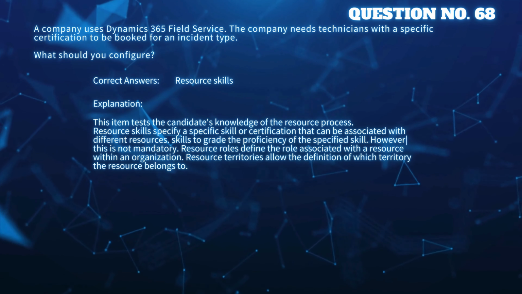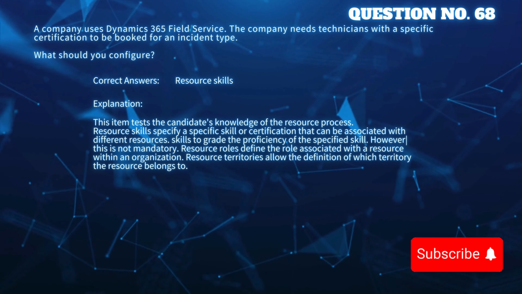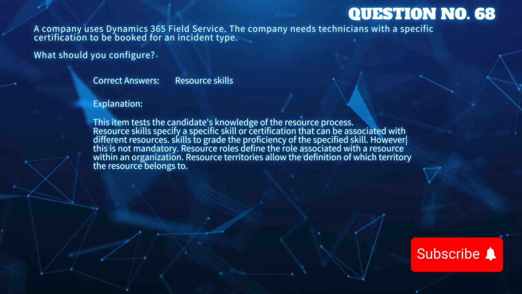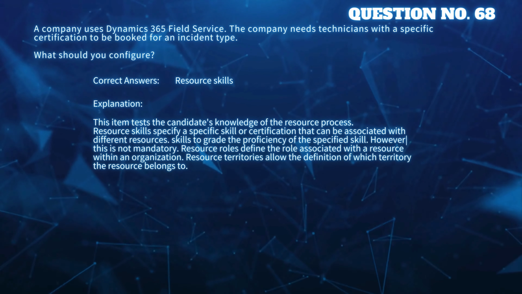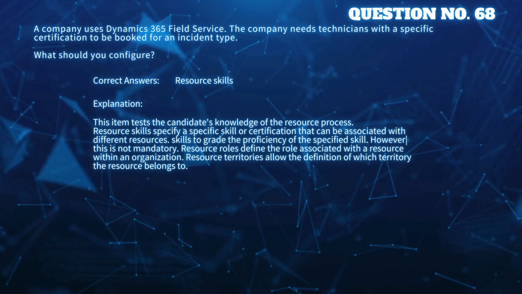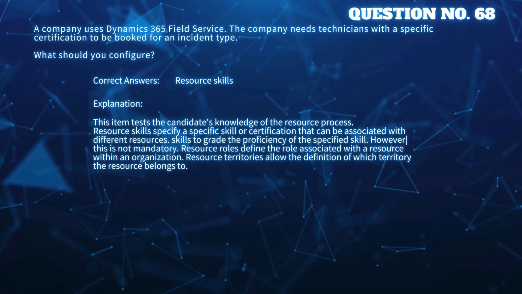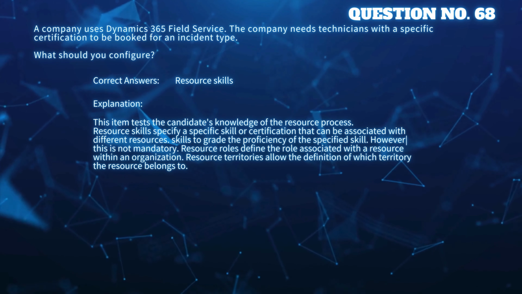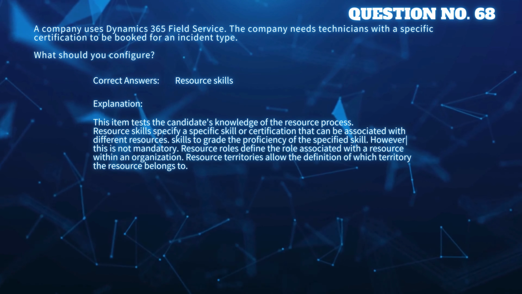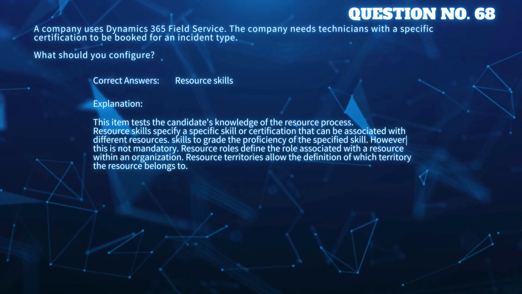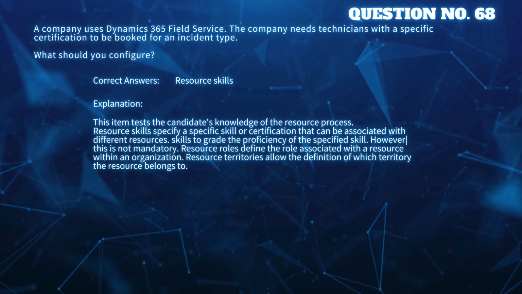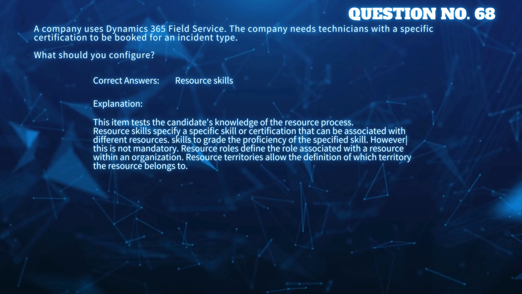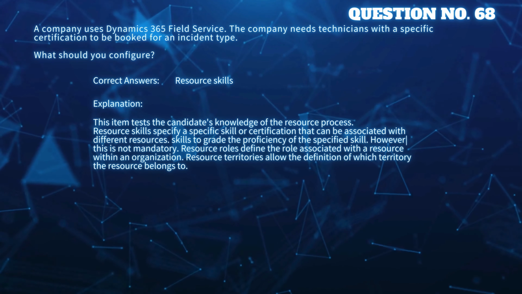Explanation: this item tests the candidate's knowledge of the resource process. Resource skills specify a specific skill or certification that can be associated with different resources. Skills can also grade the proficiency of the specified skill. However, this is not mandatory. Resource roles define the role associated with a resource within an organization. Resource territories allow the definition of which territory the resource belongs to.